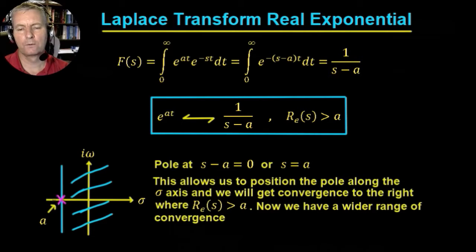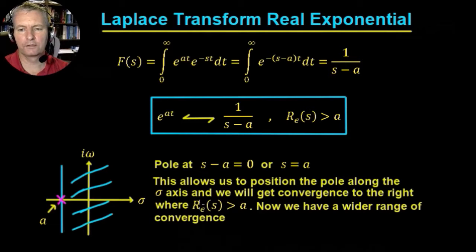So it means that we can ensure that the Laplace transform will converge for all real values of s greater than a. So really what we're saying is if the sigma value is greater than a, then everything in that area there will converge. Of course, everything to the left of it will still diverge. There won't be any convergence.